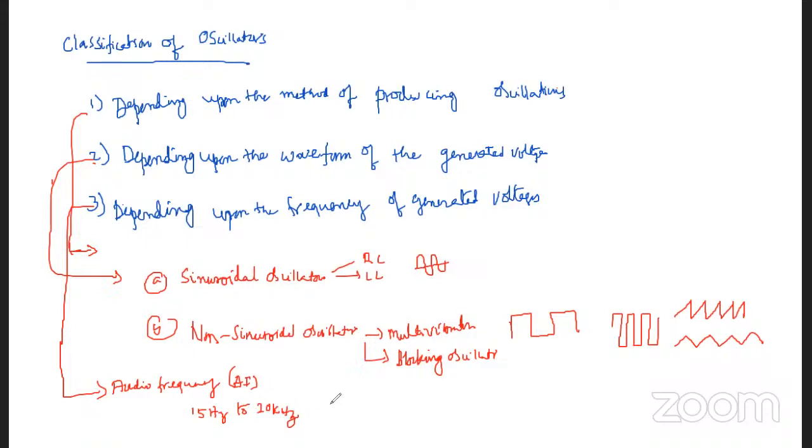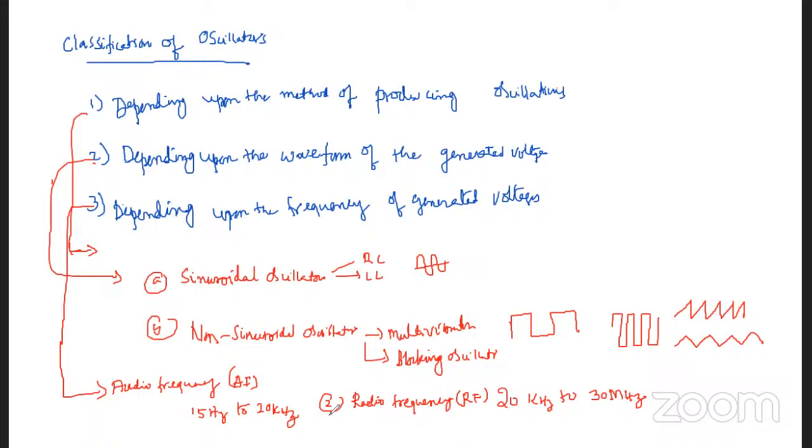Another type, depending upon the frequency of generated voltages, is the radio frequency oscillator, which we call an RF oscillator. These oscillators generate voltages of frequency beyond 20 kilohertz. The range will be 20 kilohertz to 30 megahertz. In this range, you have radio frequency oscillators.